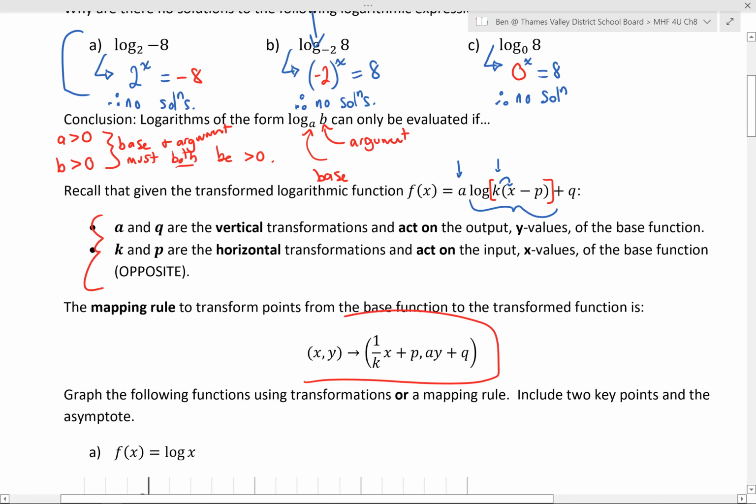This is a refresher of our mapping rule. If you're a little bit confused by that, you can look back to section 1.4. Once we have our A, Q, P, and K values, I'm sorry, I know I said those out of order. Once we have those values, then we're able to build our mapping rule. Then we're able to map any transformations.